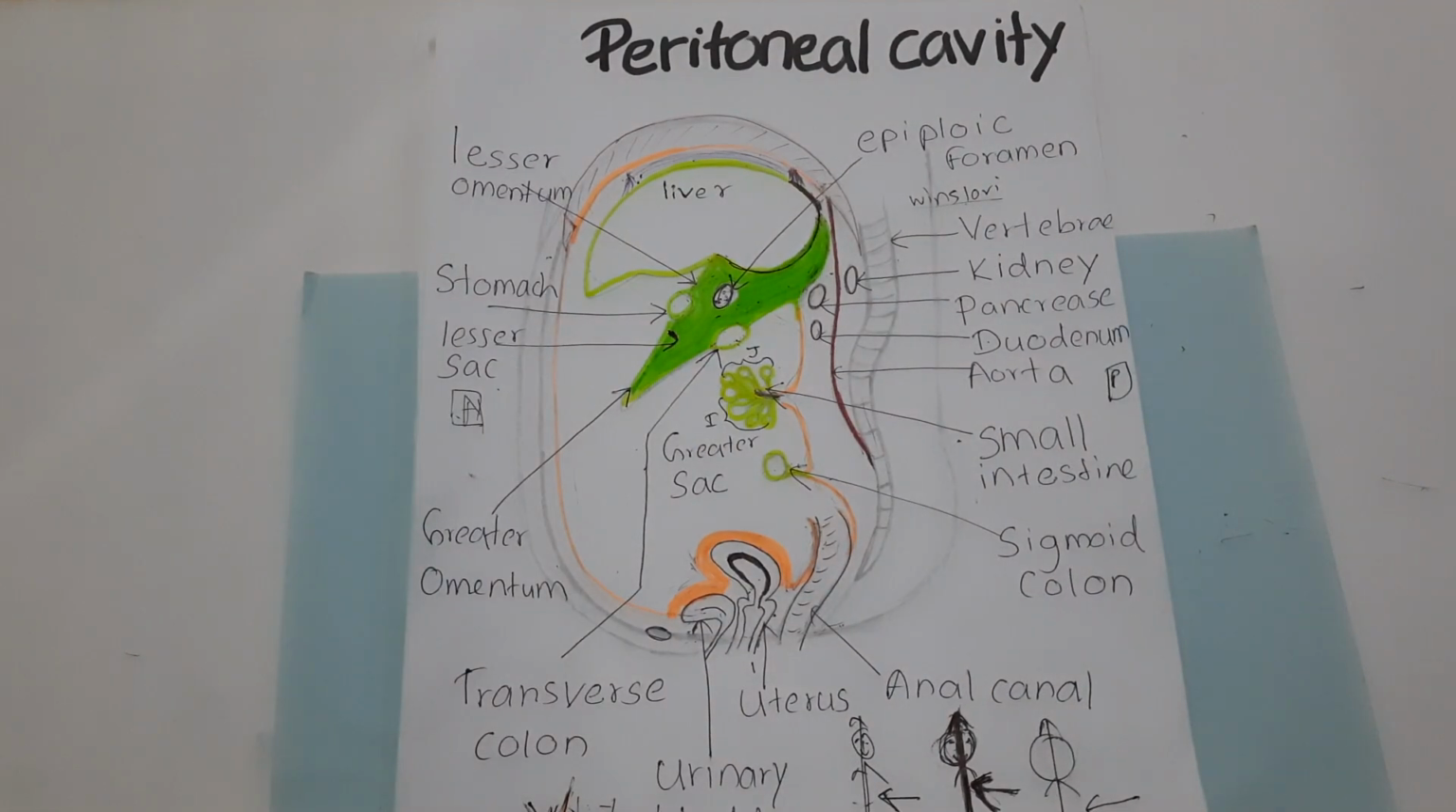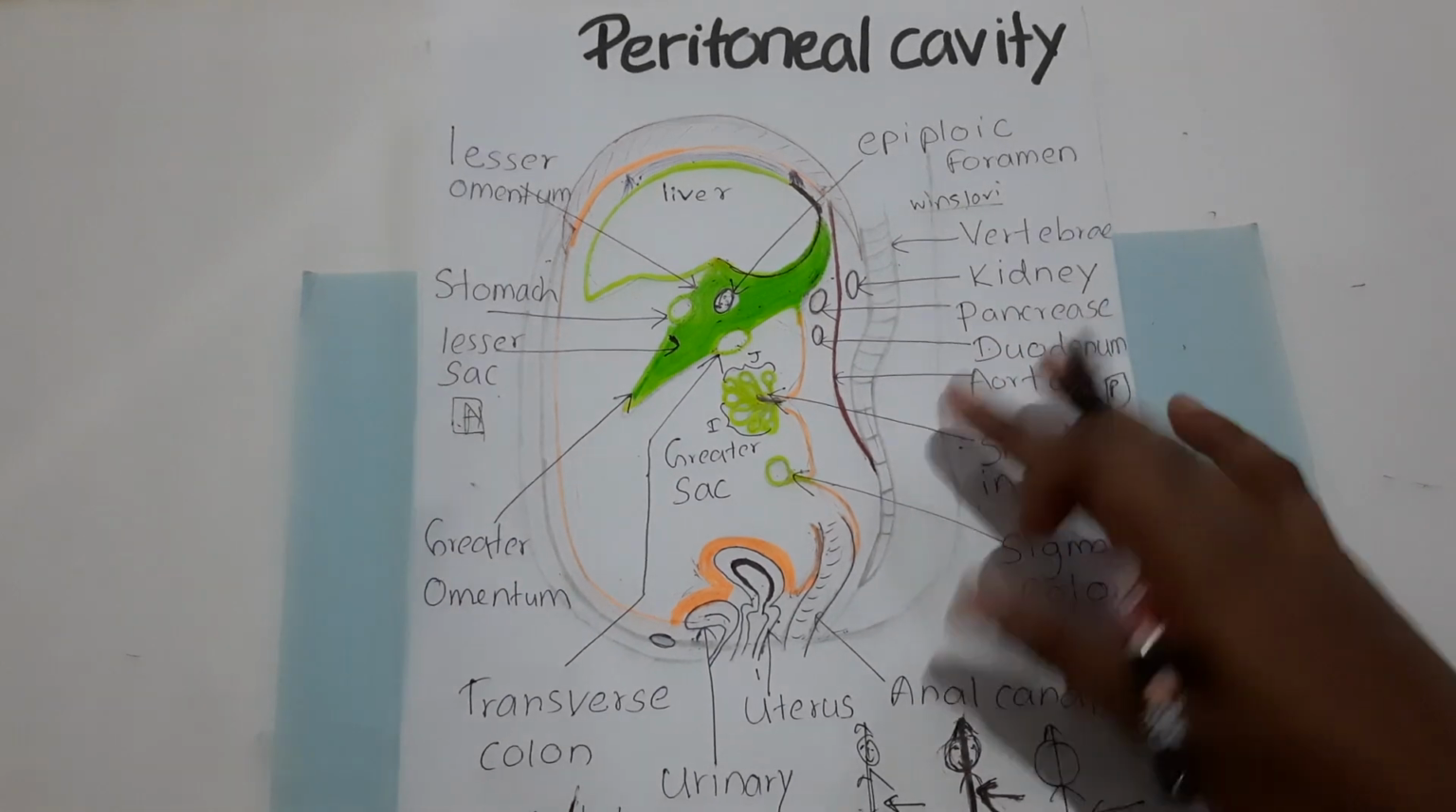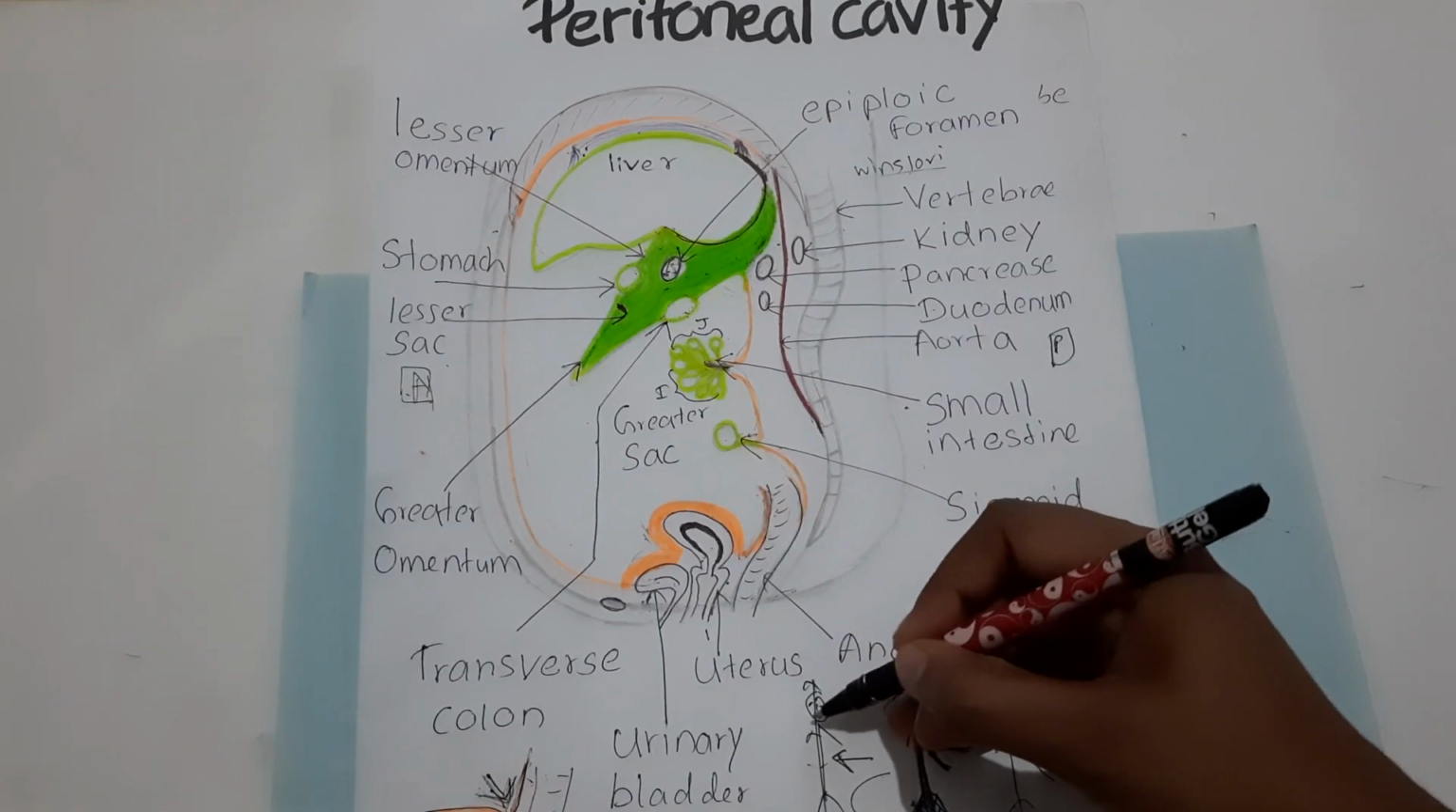So today we are going to talk about the topographical and anatomical structures of the peritoneal cavity and the extraperitoneal fat spaces and fascia, and also the communications between the topographical structures of the peritoneal cavity. So I have already drawn the basic diagram of the peritoneal cavity. Here it is.